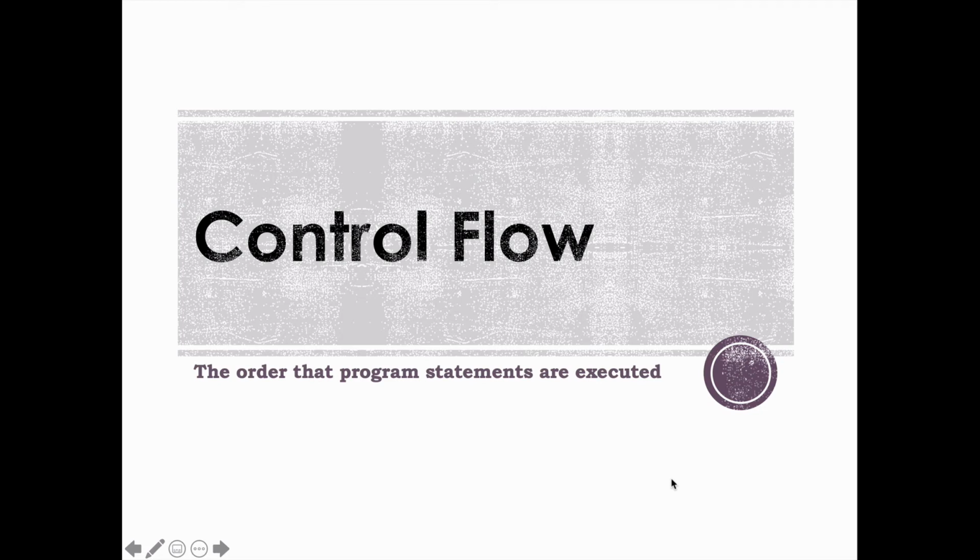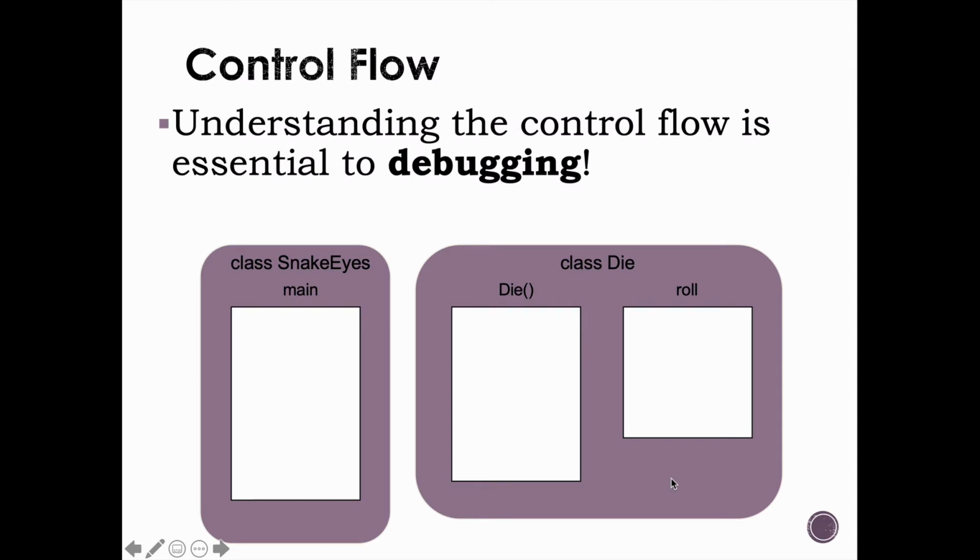It is important to understand what happens when you run a program. This is what we call the control flow. When you try to execute a program, where does the control of the execution start and how does it proceed? It's important to understand that to execute a program, you have to start from a main.